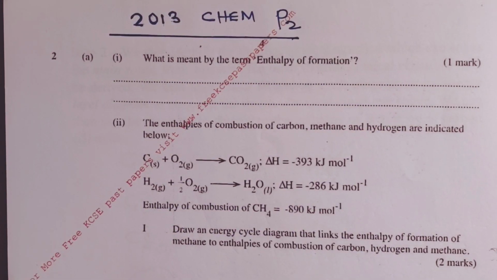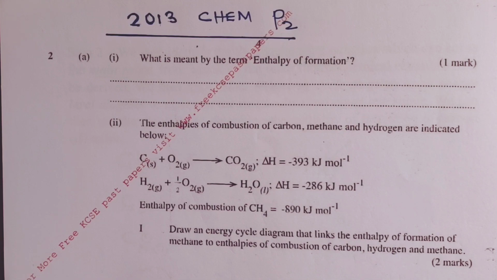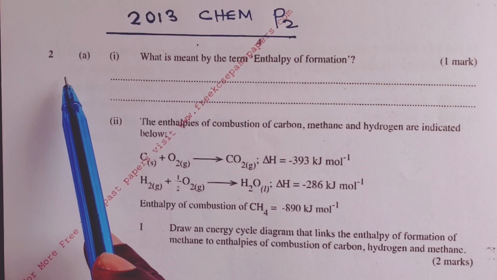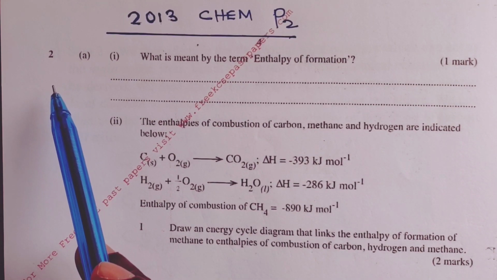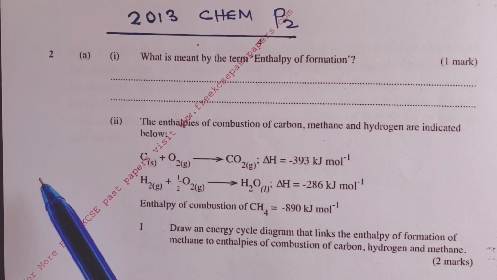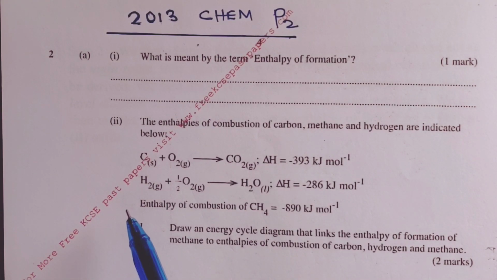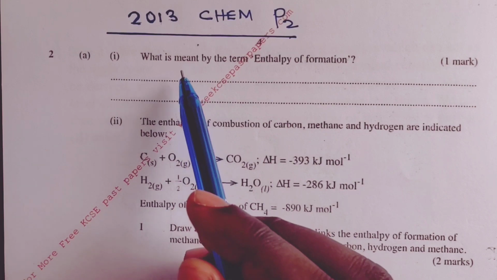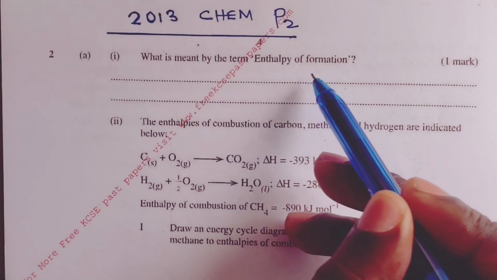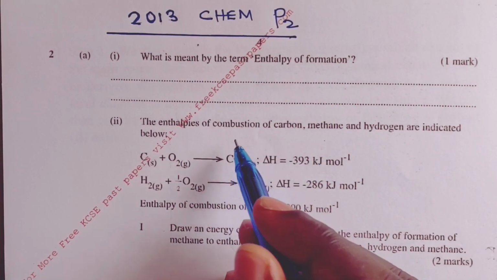This is now the year 2013, Chemistry Paper 2. In question 2, Hess Law was once again tested. So part A, Roman 1, we are being asked to define enthalpy of formation.